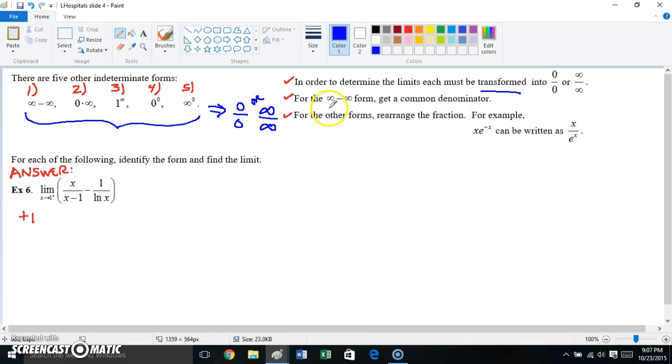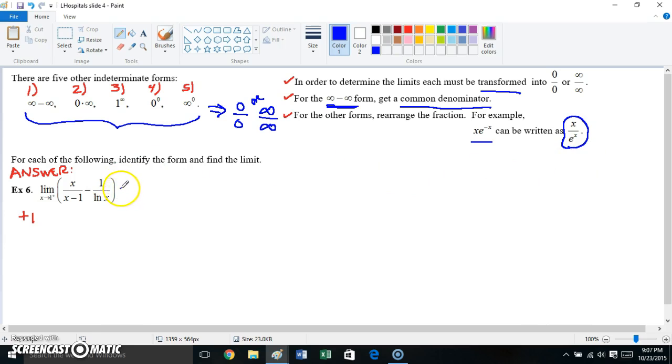All right, so in the case of infinity minus infinity, that might be like a fraction minus a fraction. Let's get a common denominator. In the other forms, try to rearrange the expression into a fraction. So for example, x e to the negative x, we can move that negative exponent down to the denominator.